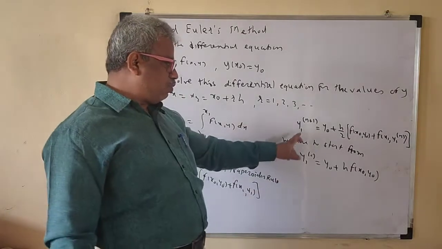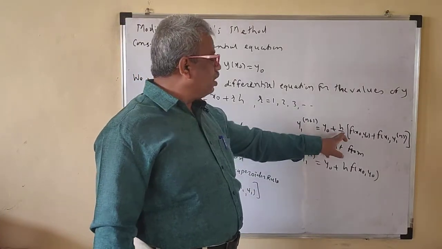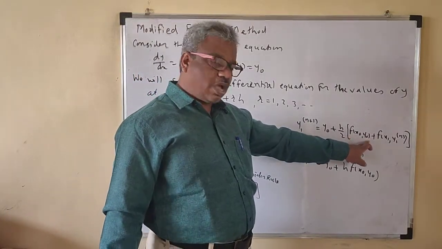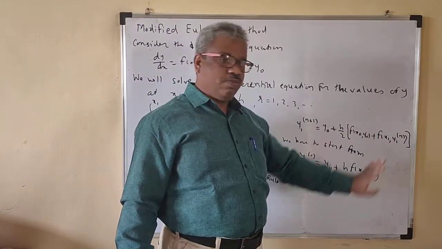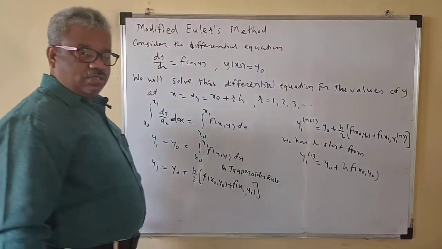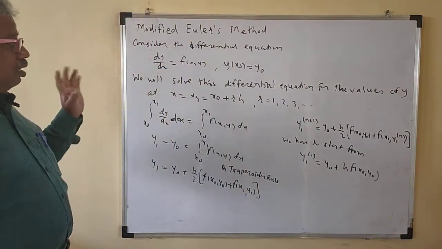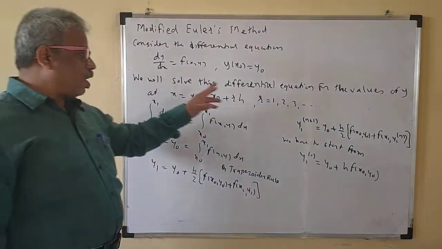Y2 is the same thing here. Y2 of n plus 1 is equal to y1 plus h by 2 times f of x1, y1 plus f of x2, y2 of n. In this way we can obtain the solution of y at any point.